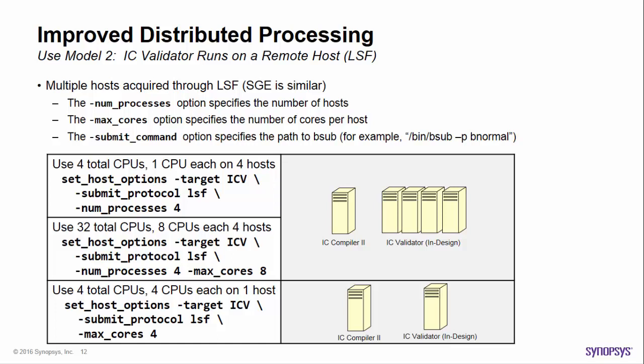Now, the option -num_processes will identify the number of hosts to use, while the max_cores option identifies the number of cores per host. These different configurations will all have IC Validator running on an acquired host, with the number of CPUs used specified by the user.